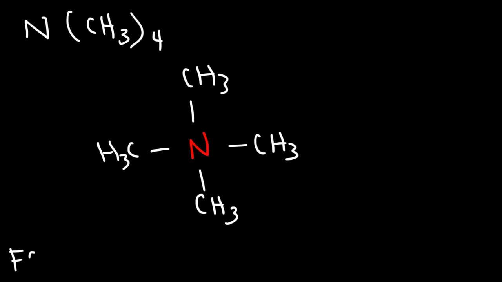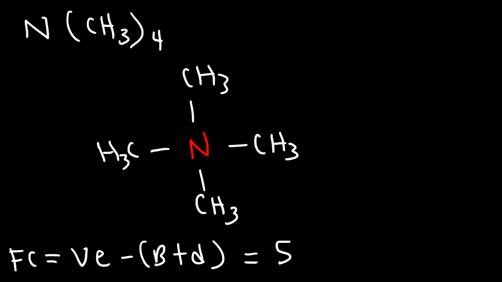So let's start with the equation. It's going to be the number of valence electrons minus the bonds and dots in the structure. Nitrogen is found in group 5A of the periodic table, and so it has 5 valence electrons. In this structure, we can see that it has a total of 4 bonds. And it doesn't have any lone pairs, so there's 0 dots. 5 minus 4 is 1. And so this nitrogen has a positive charge, so we have a cation. Let's work on one more example.